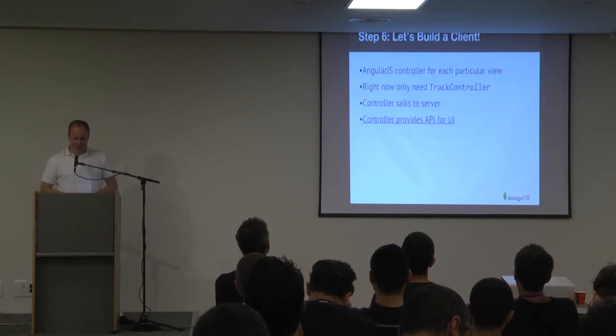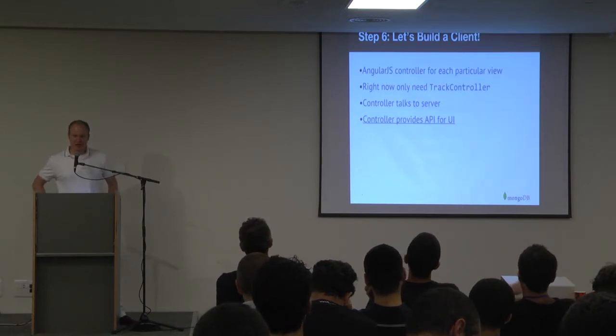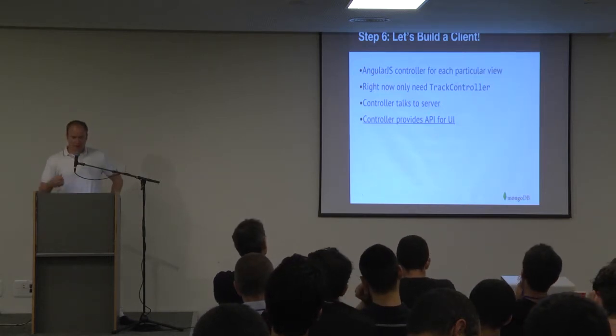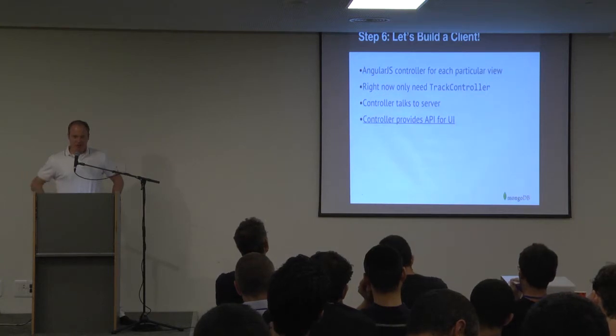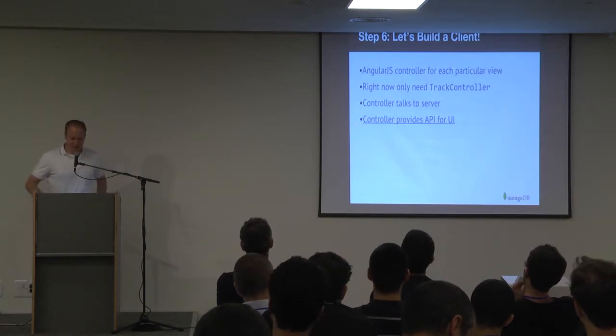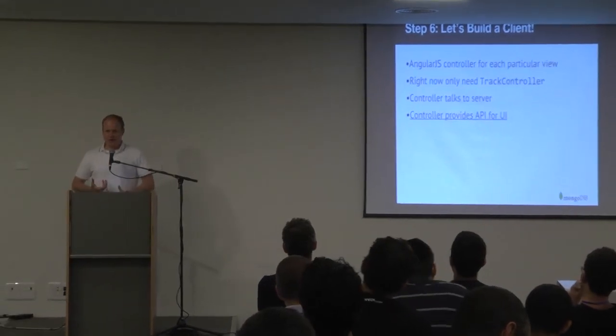So for step 6, let's go ahead and build an actual client for doing our food tracking. So we're going to create an AngularJS controller that's going to talk to our server. Again, since this is mostly a server-side talk, I'm not going to go too much into the details of Angular, but the way that I like to think about Angular is that an AngularJS controller provides an API to the HTML in order to do particular server interactions and computations.